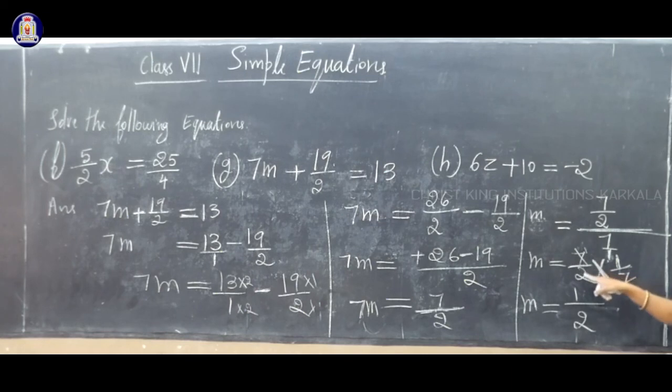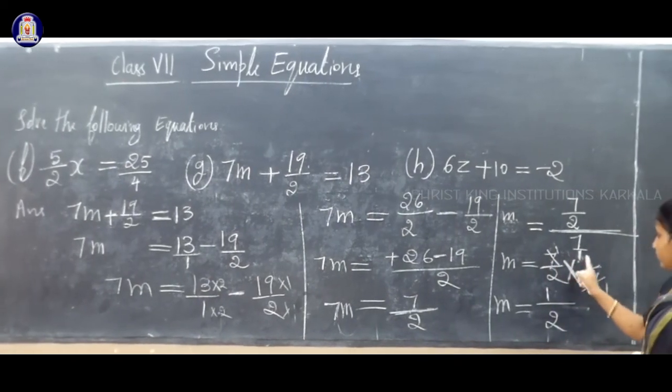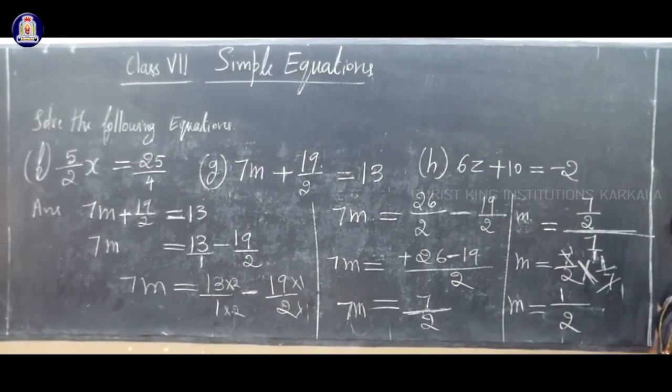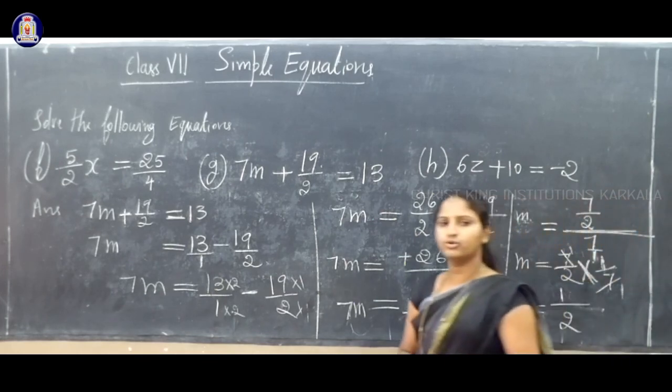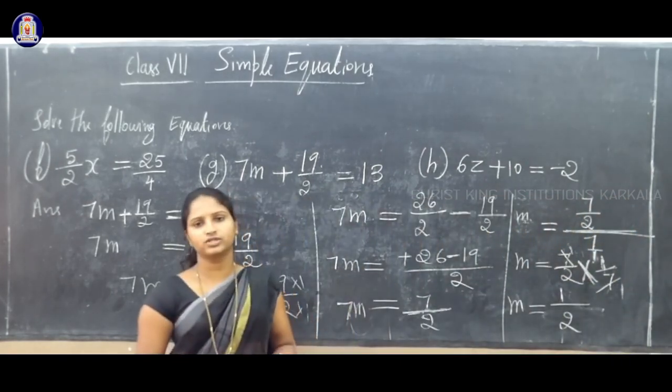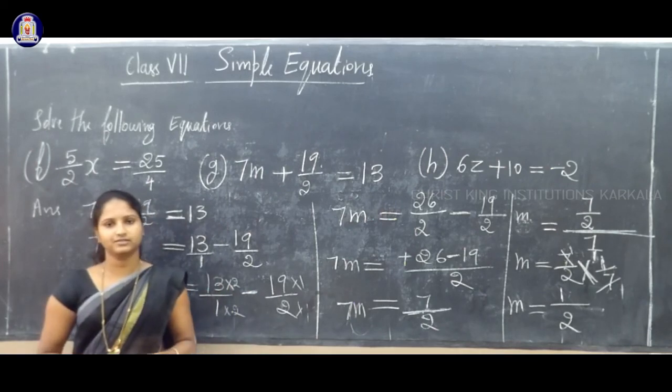Now we can simplify. There is a 7 in the numerator and a 7 in the denominator. 7 ones are 7 and 7 ones are 7. So what is remaining in the numerator? That is 1 into 1, and 1 into 1 is 1, and 2 into 1 is 2. Therefore m is equal to 1 by 2, the solution to this equation. Clear? Yes. Thank you.